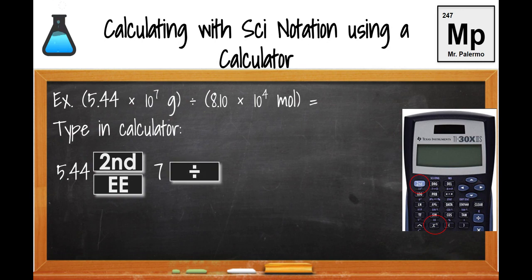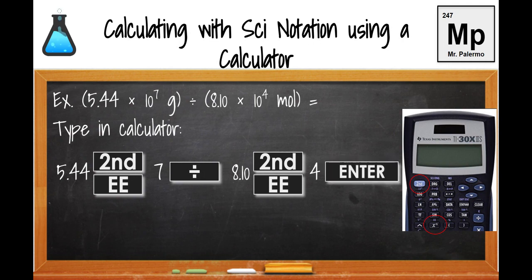And then you're going to hit the divided by key. And I strongly encourage you, if you're following along with this, to get out your calculator and do this along with me to make sure that you see what to do. You're going to type 8.10, and then you're going to hit that second and EE key, and you're going to hit 4. And that's going to give you an answer. You're going to hit enter, and it'll be in long form, 671,60493, and we can figure out significant figures and things from that. But I just wanted you to see the typing of exponents into the calculator follows that second EE key.